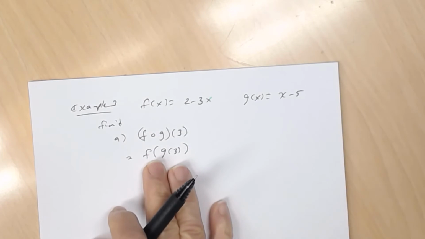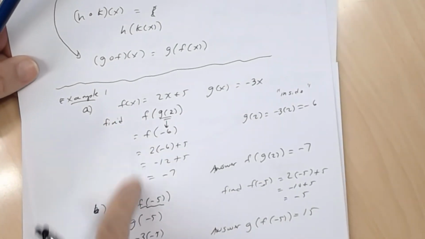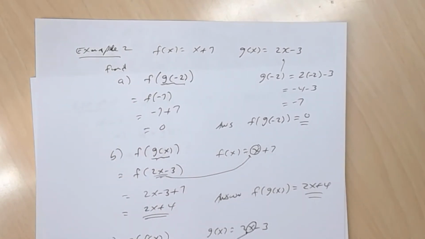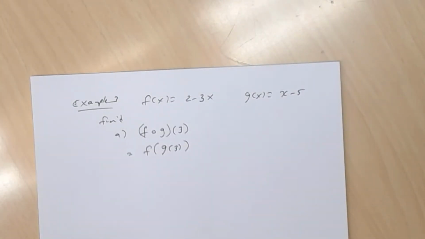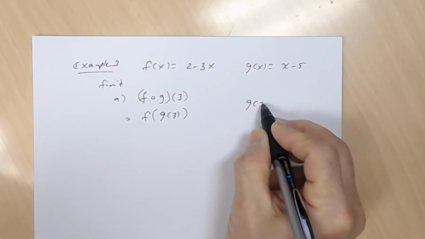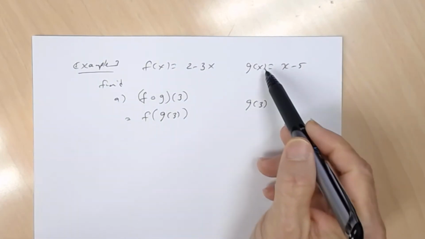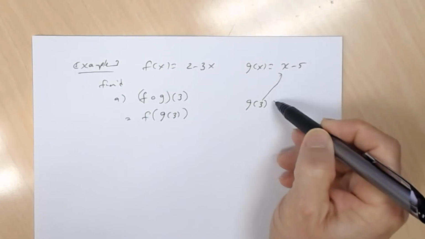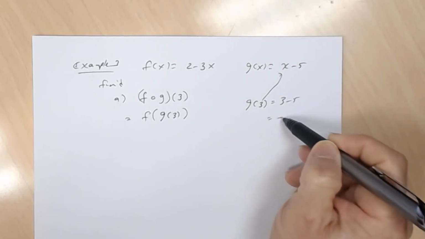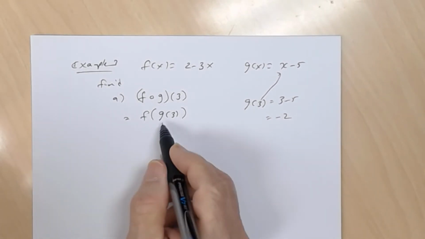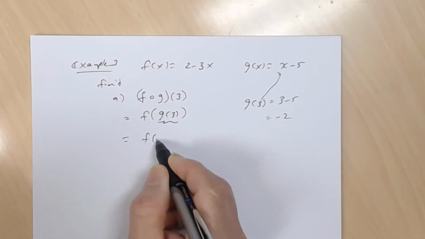And now that looks like example 1 and example 2. So then I find the inside first. I got to find g of 3. Remember, g of 3 means I go to my function g, and where we see the variable x, I substitute 3, right? So that becomes 3 minus 5, which is negative 2. So g of 3 is negative 2. So that becomes f of negative 2.